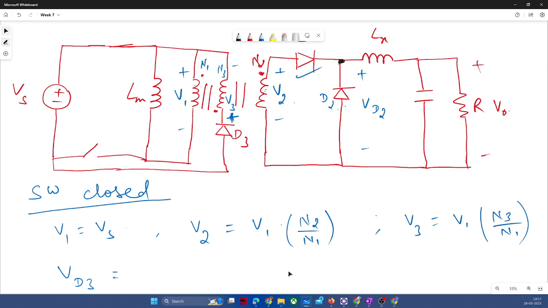So let us compute the stress of the diode, how much it will handle when this kind of scenario will be there. So we will apply the KVL in this loop. And let me take the black color.